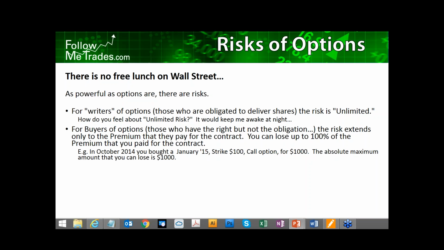So Kevin's asking, if you're on the losing end of a trade, can you be forced to own the stock? Not as a buyer of a contract. The only thing at risk is the $1,000 you paid for it. You can't be forced to do anything. So that's good. If you are the writer of a contract and the buyer exercises it, yes, you must deliver the shares, regardless of where they're at in the market. Okay, so there's a big difference there.